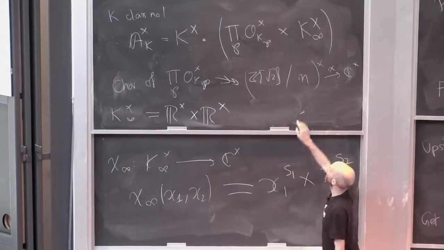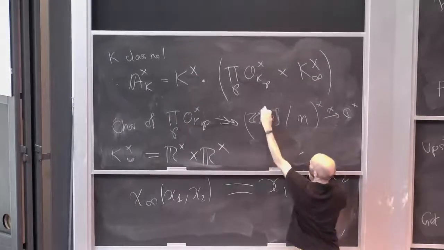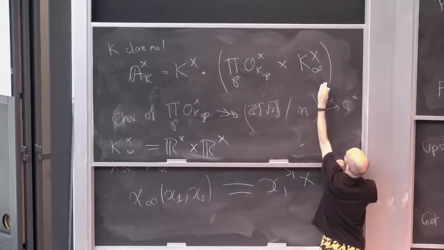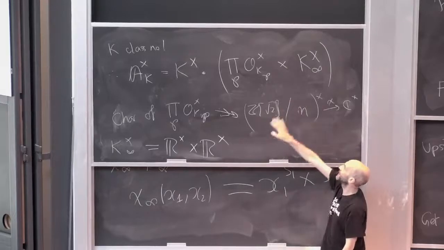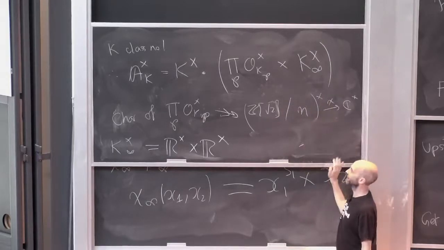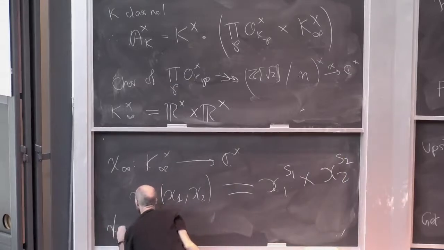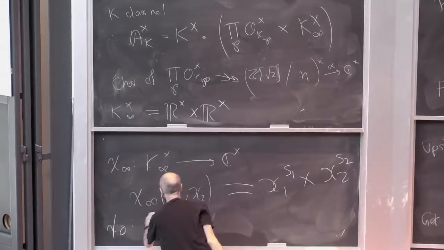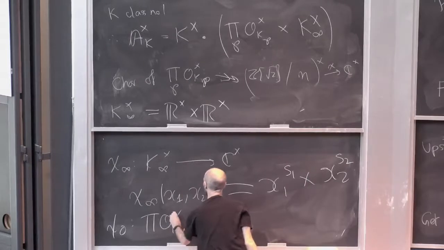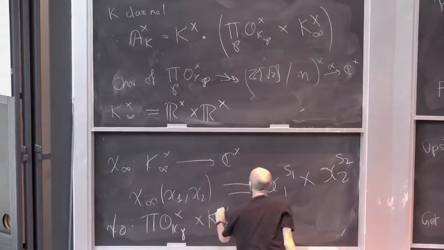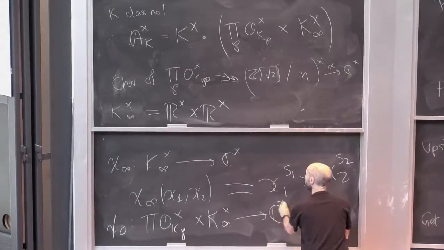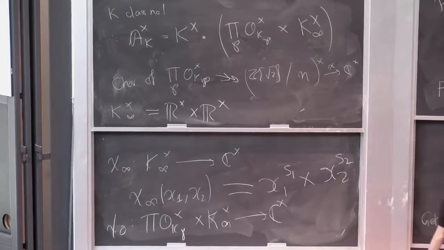So what have I given you? I've given you chi, a character of this finite part, chi infinity, a character of this infinite part, and so I've given you a character of that big thing in the brackets here, right? So there we go. So we get psi 0 from the product of O_{K,P} star cross K infinity star to C star. It's just the product of those two things.